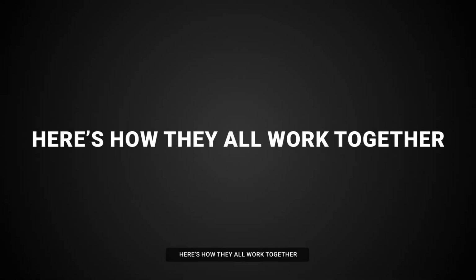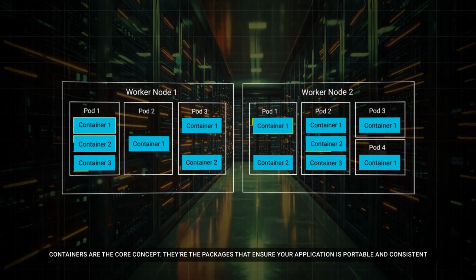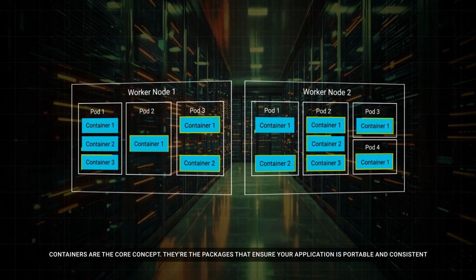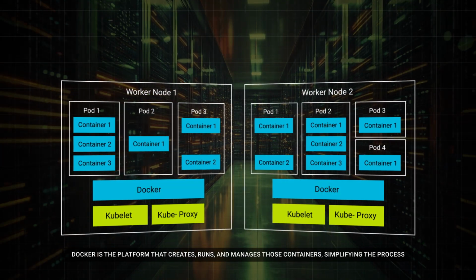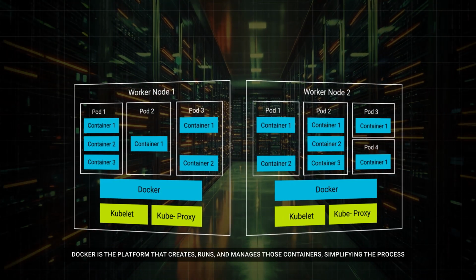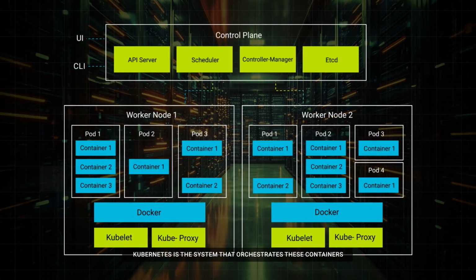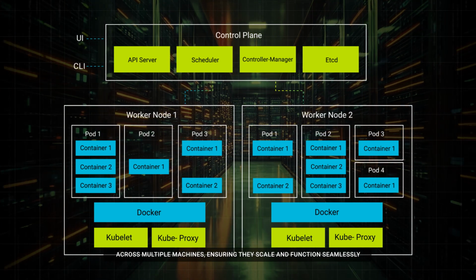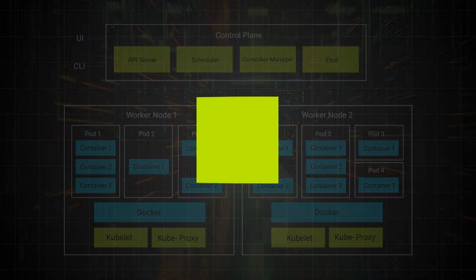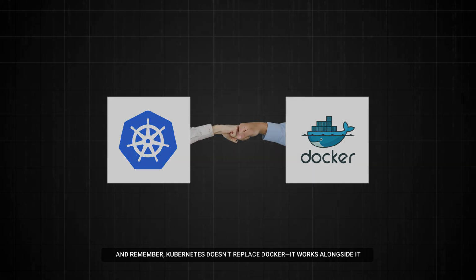Here's how they all work together. Containers are the core concept. They're the packages that ensure your application is portable and consistent. Docker is the platform that creates, runs, and manages those containers, simplifying the process. Kubernetes is the system that orchestrates these containers across multiple machines, ensuring they scale and function seamlessly. And remember, Kubernetes doesn't replace Docker, it works alongside it.